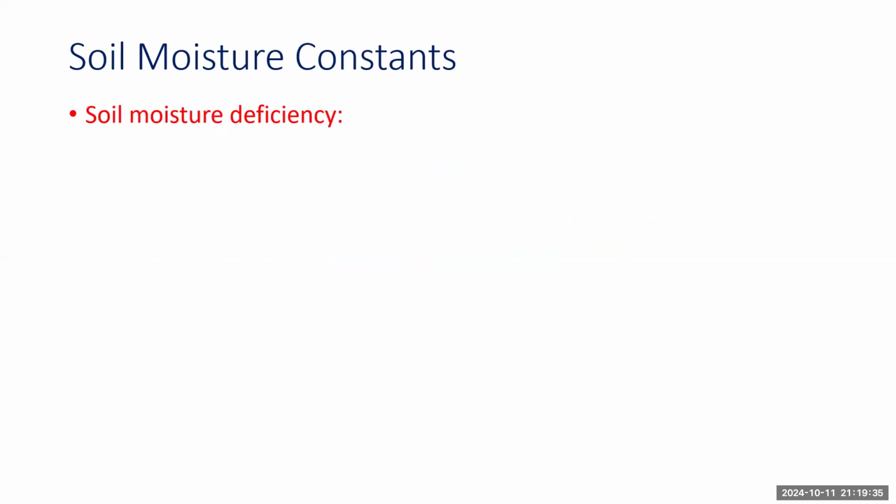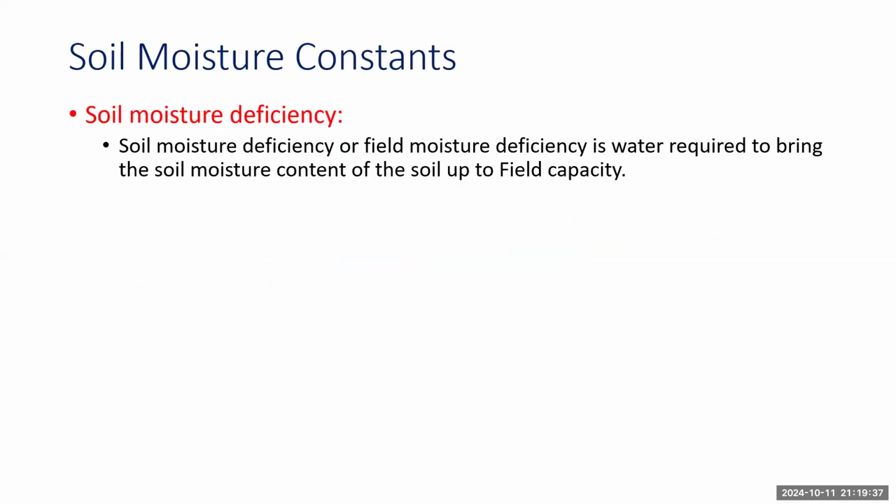There is a term, soil moisture deficiency. So what is soil moisture deficiency? Soil moisture deficiency or field moisture deficiency is the water required to bring the moisture content of the soil up to field capacity. Now we know what available water is: it is water which is actually extracted by the plants. The higher limit of this available water is the field capacity. So due to extensive use, when this moisture content reduces, some moisture is required to be added. That is called soil moisture deficiency.